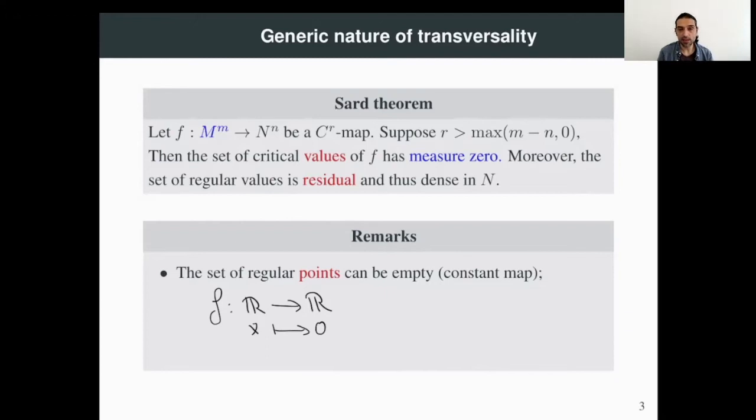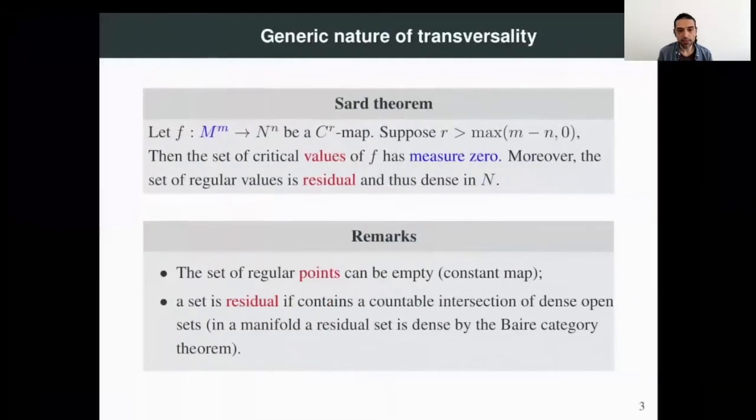The theorem provides a property for the set of critical values. And it states more than just that the set of regular values has a complement that has measure zero. It states that it is a residual set. What does this mean? It means that a set is residual by definition if it contains a countable intersection of dense open sets. And in a manifold, a residual set is dense by the Baire category theorem. So that's the reason why the set of regular values is actually dense.